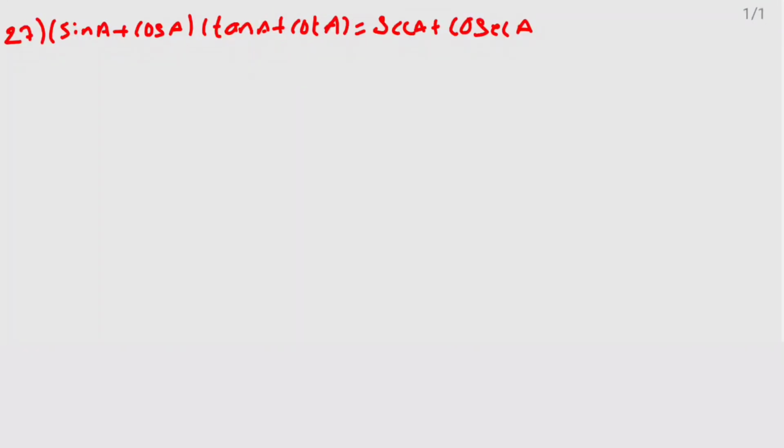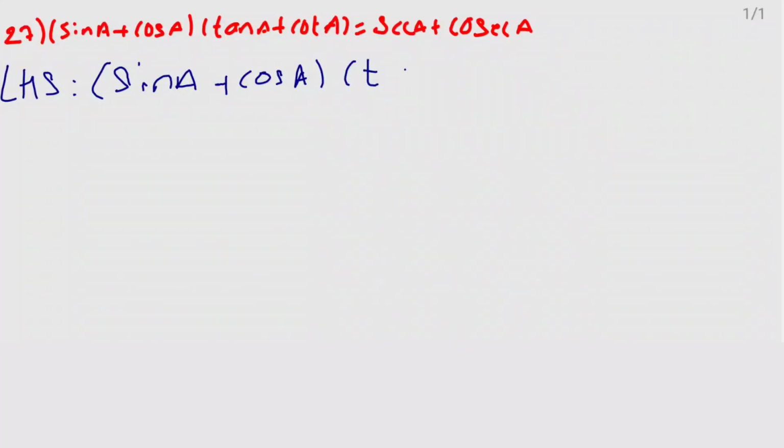Well students, the next problem, 27th one: (sin A plus cos A) in a bracket (tan A plus cot A) is equal to sec A plus cosec A. So here they given LHS is equal to, in a bracket, sin A plus cos A, tan A plus cot A. So using this LHS we want to prove RHS.